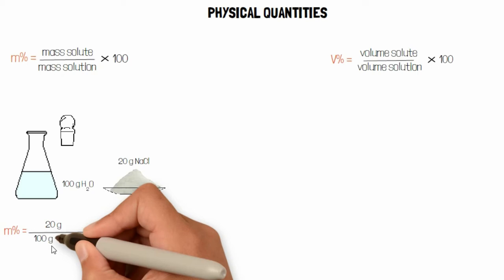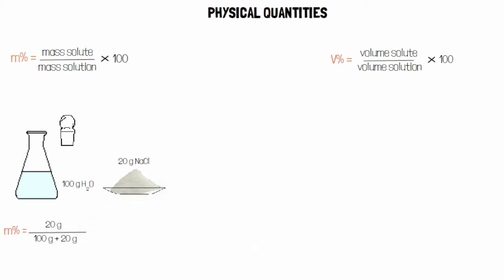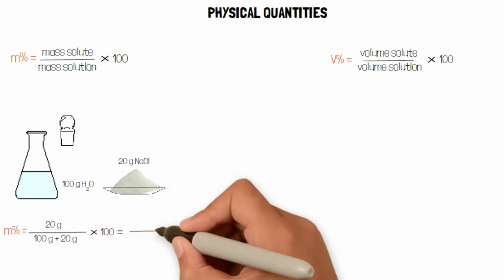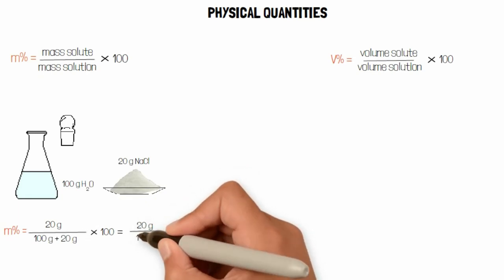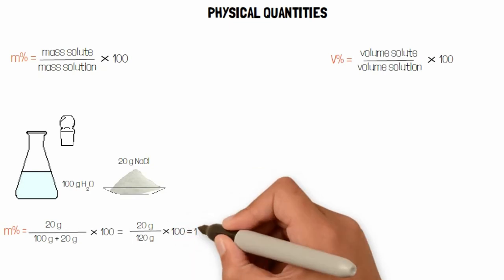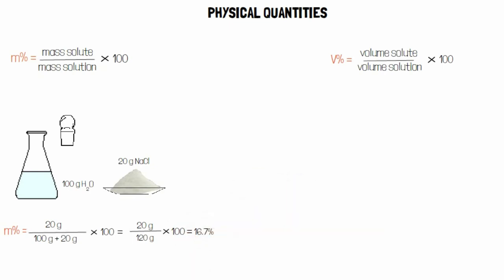So we cannot write only the solvent. We have to write the solvent plus the solute, which is the meaning of solution. Remember, solution is made by at least two components, which are the solvent and the solute. So we have to write 100 grams plus 20 grams of NaCl, times 100. Then this equals 20 grams divided by 120 grams times 100, and if you do your maths, you will see that it is 16.7%.